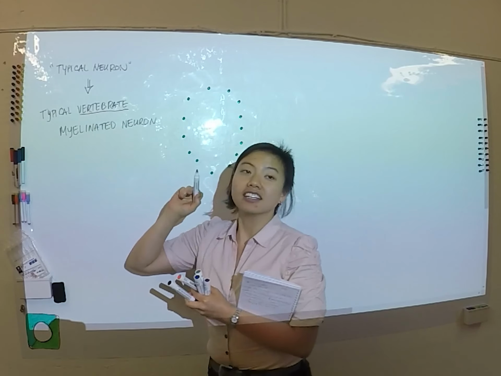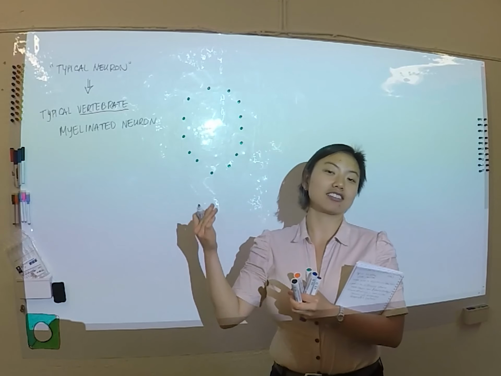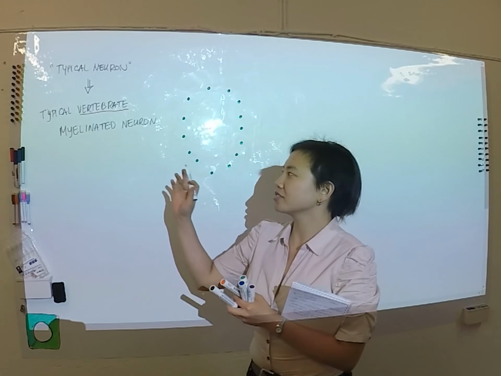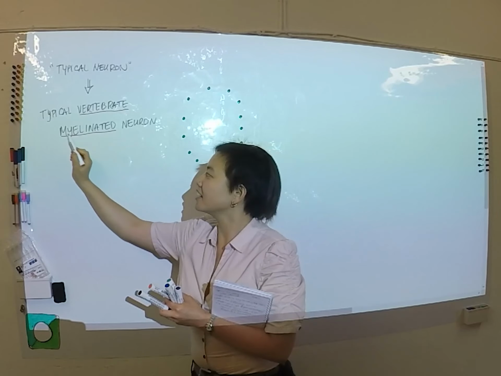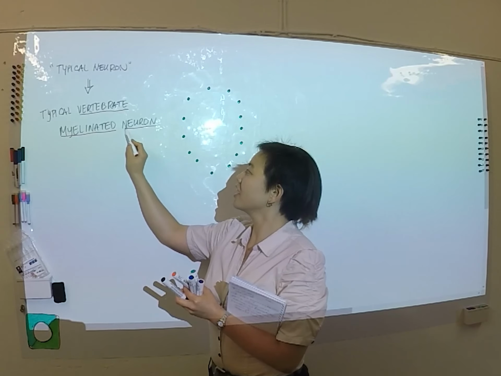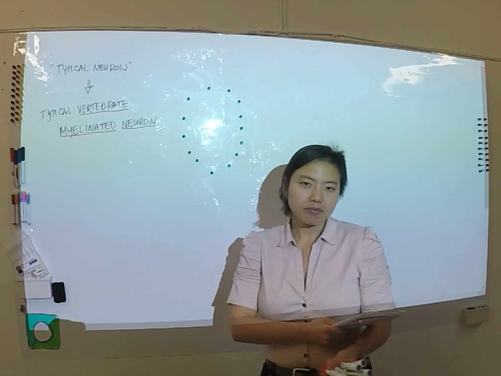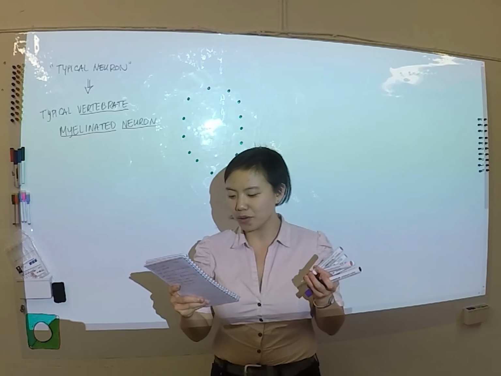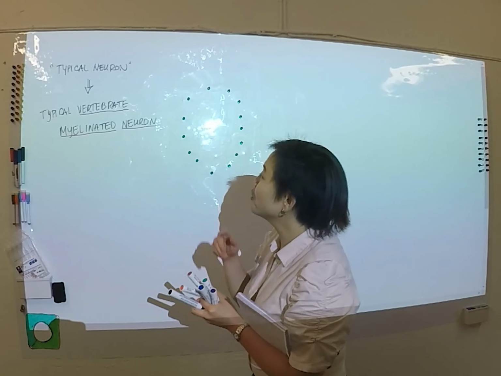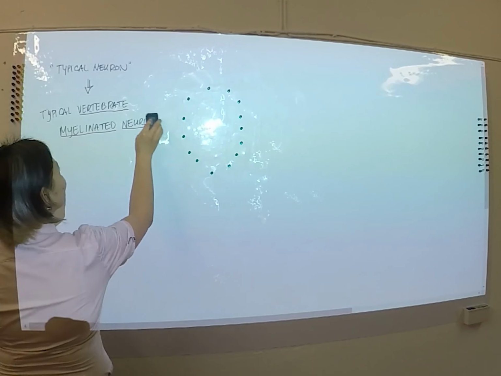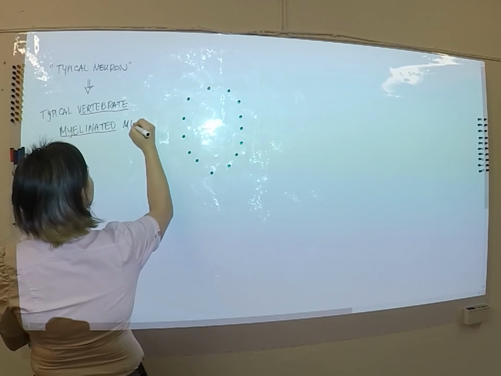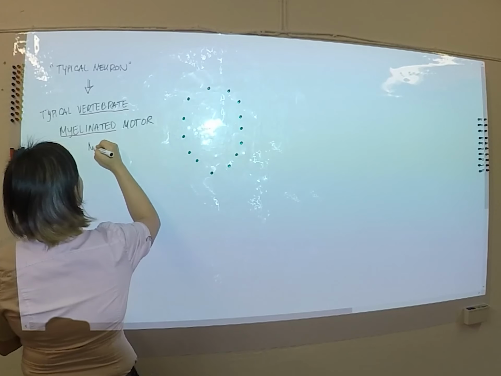So vertebrate, that's any creature with a spine. So that's humans, dogs, cats, fish, so a lot of animals, okay? Myelinated, that's a new word. We're going to define that in just a second. And then neuron. So why am I making a point of all of this? So these typical vertebrate myelinated motor neurons, even more specific. Okay? Typical vertebrate myelinated motor neuron.